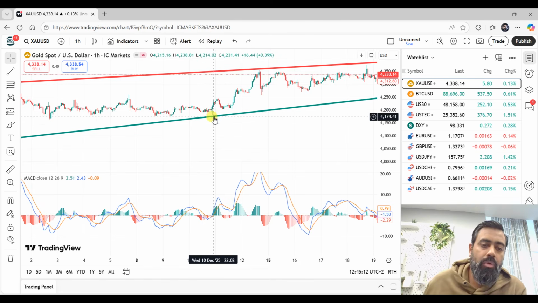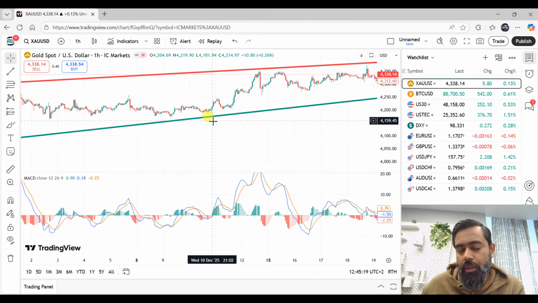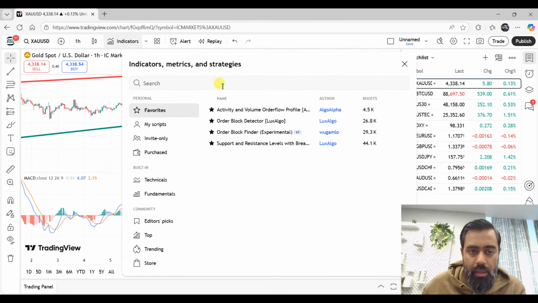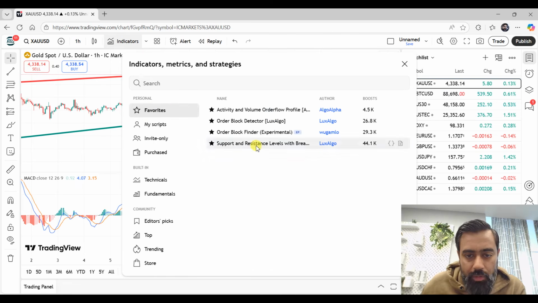Now where should your stop loss come? Your stop loss should be under the trend line. And as I mentioned in my previous video, for stop loss and take profits, you can always use the M15 support and resistance of Lux Algo. In case you didn't watch my previous video, it's going to be in my favorites. Yeah, here it is.